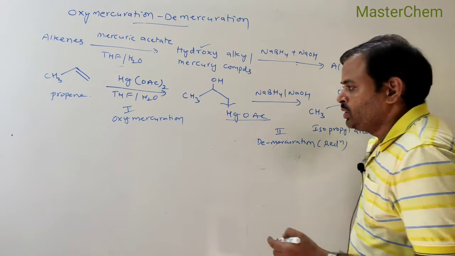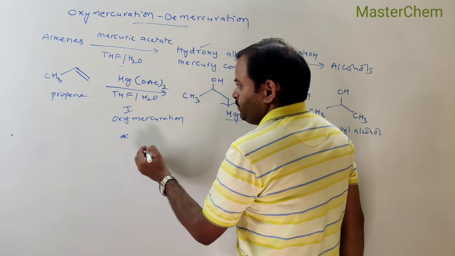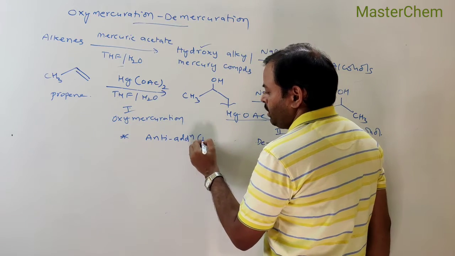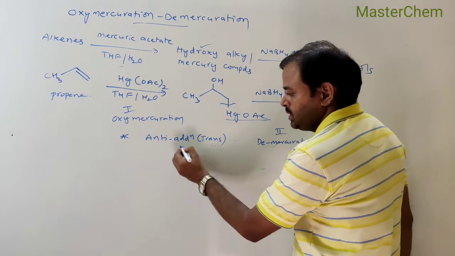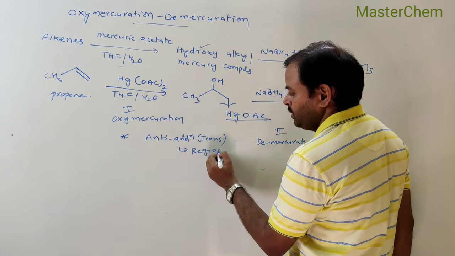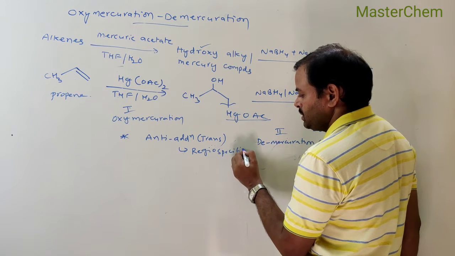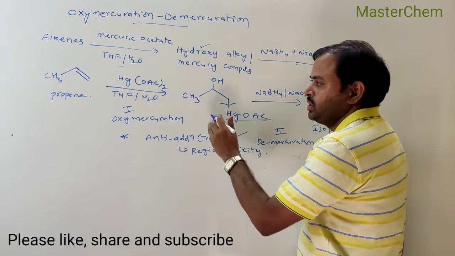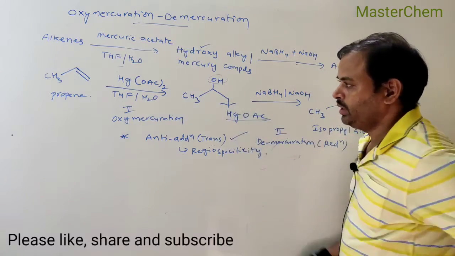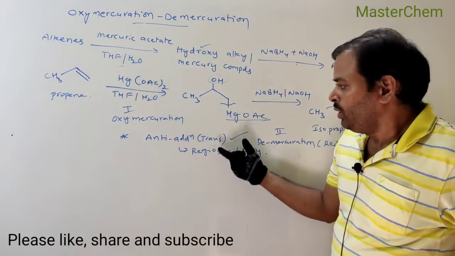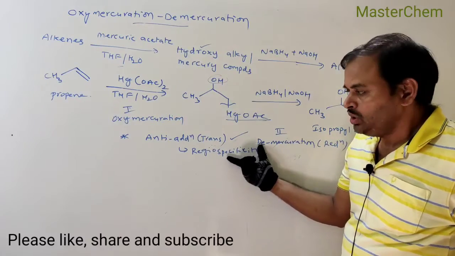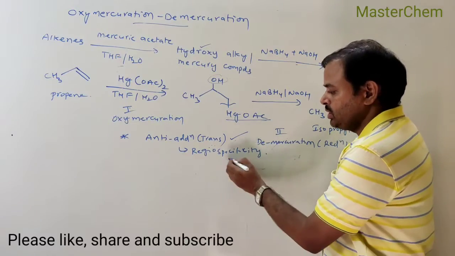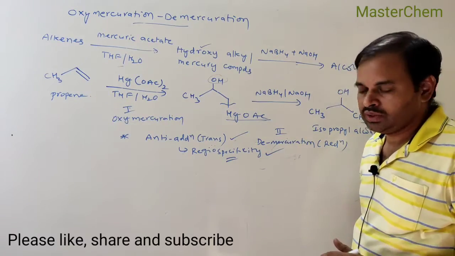And one more important point here: anti-addition or trans-addition takes place. This is regiospecificity. What is the regiospecificity? With anti-addition, trans-addition, the OH and HgOAc add to the unsaturation in an anti-manner. Because of anti-addition or trans-addition, this is highly regiospecific.